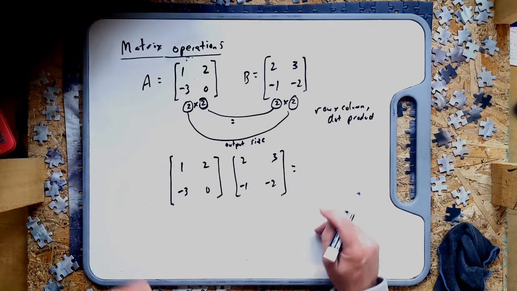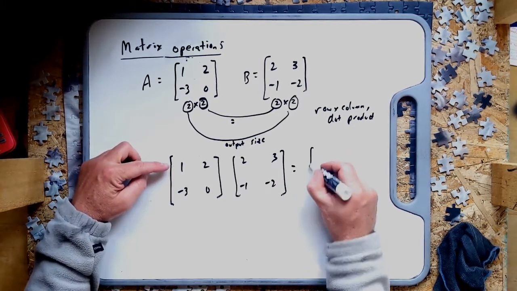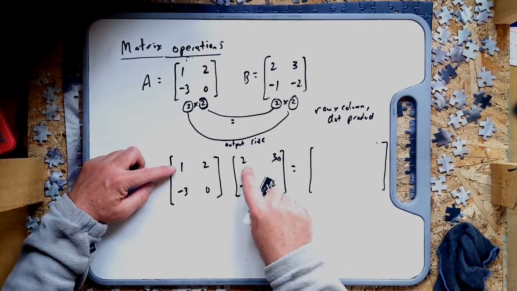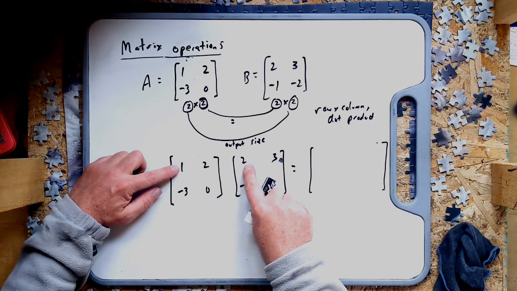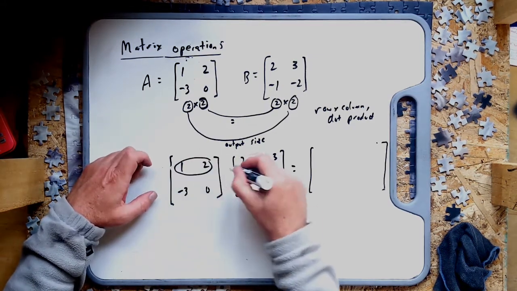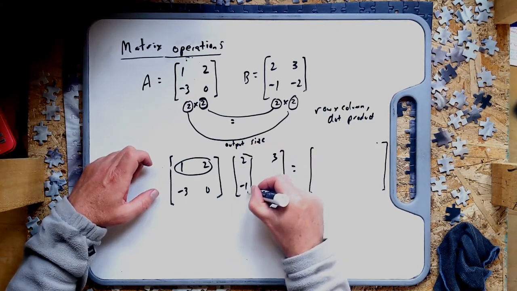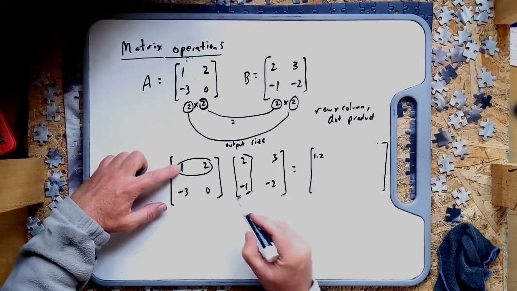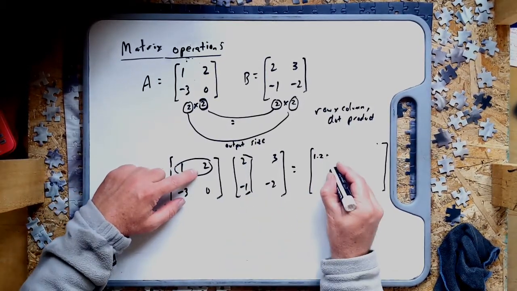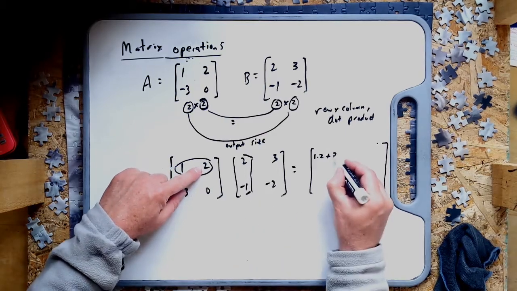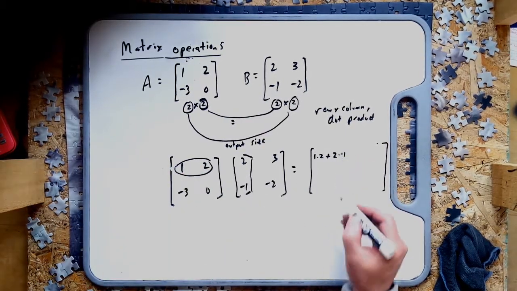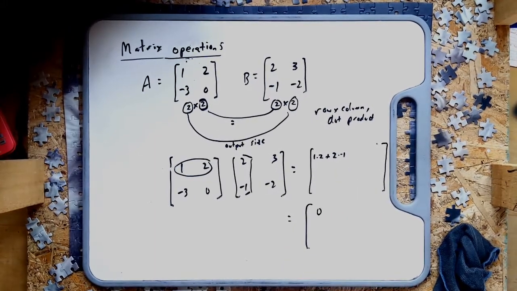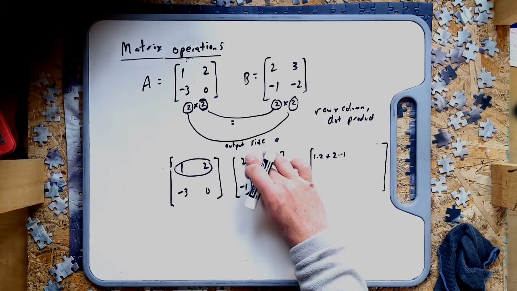So, for example, if I want to find the first element of my 2 by 2 matrix, that's going to be my output, I take 1 times 2, first element times first element. First I want to take this row times this column here. So I'm going to go 1 times 2, first row number times first column number, plus second row number, 2, times second column number, negative 1. And that will give me 2 plus negative 2, or 0. All right, that's the first element.